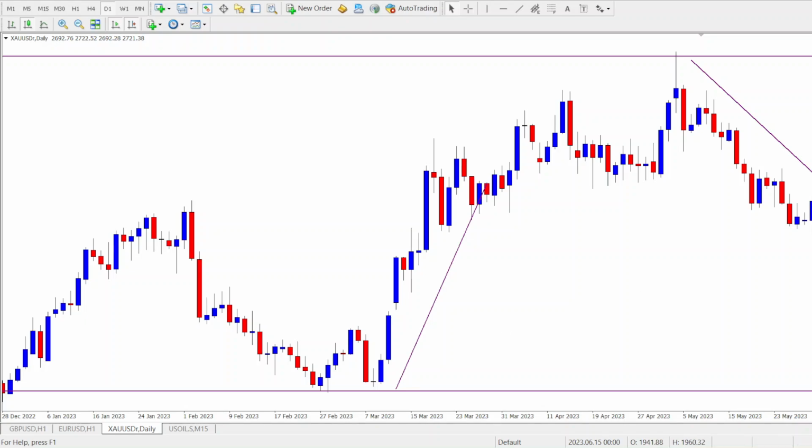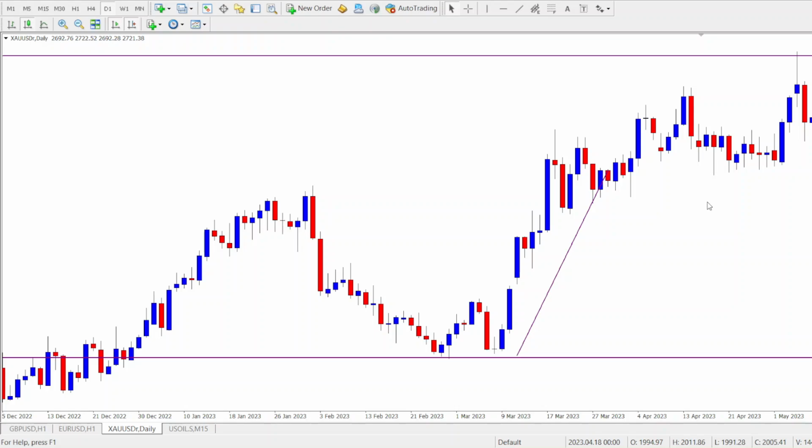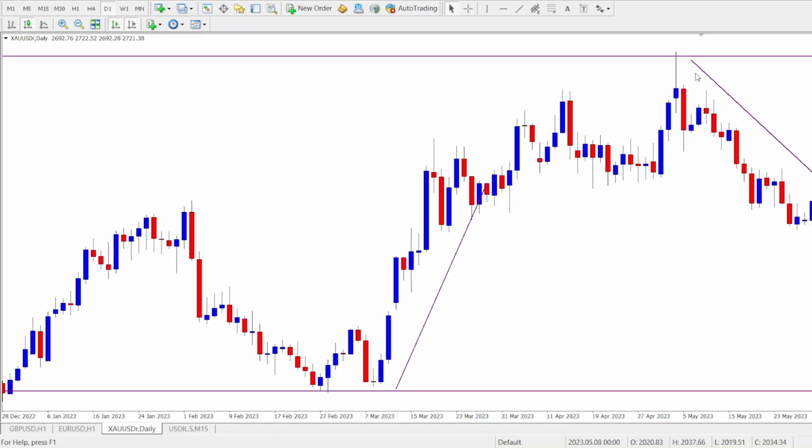Now, how do you spot swing points? First of all, you can spot swing points by looking for areas where the price has reversed direction, just like we can see here. Swing highs appear as local maxima and swing lows appear as local minima.